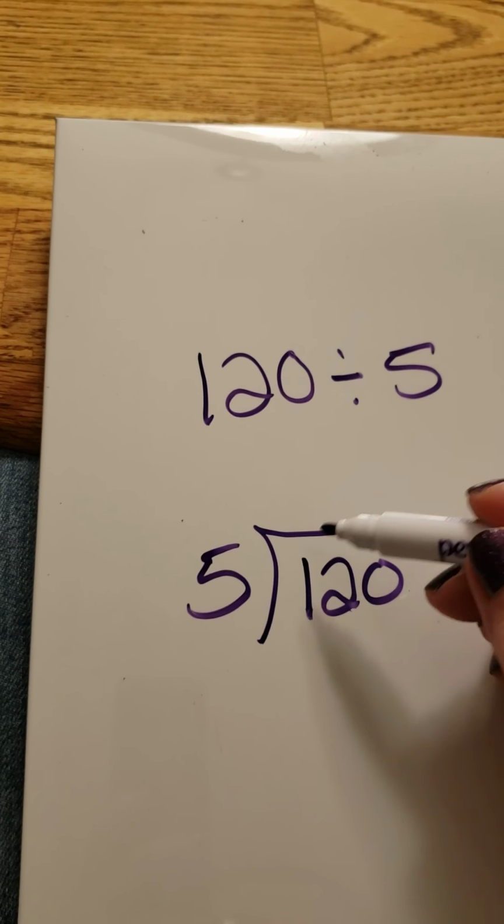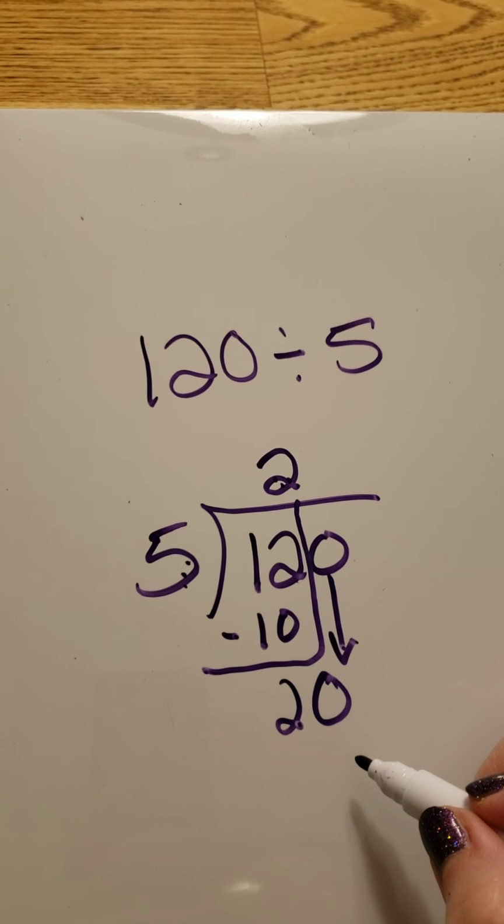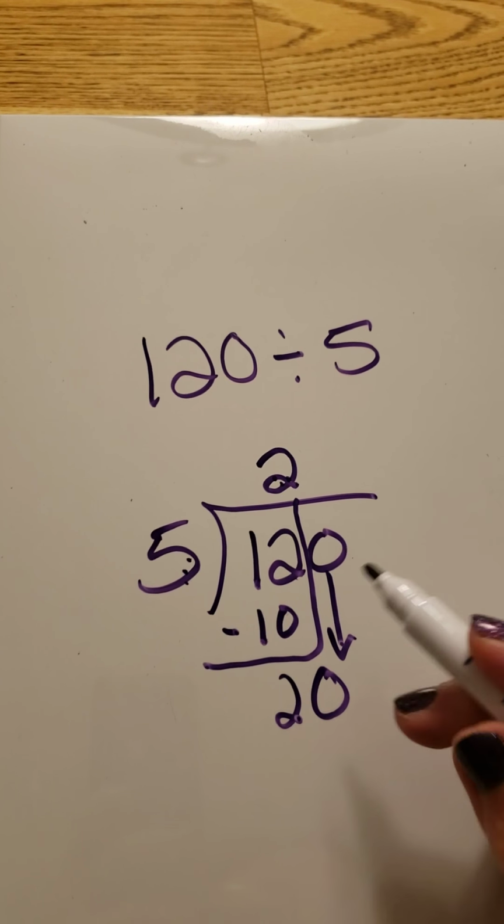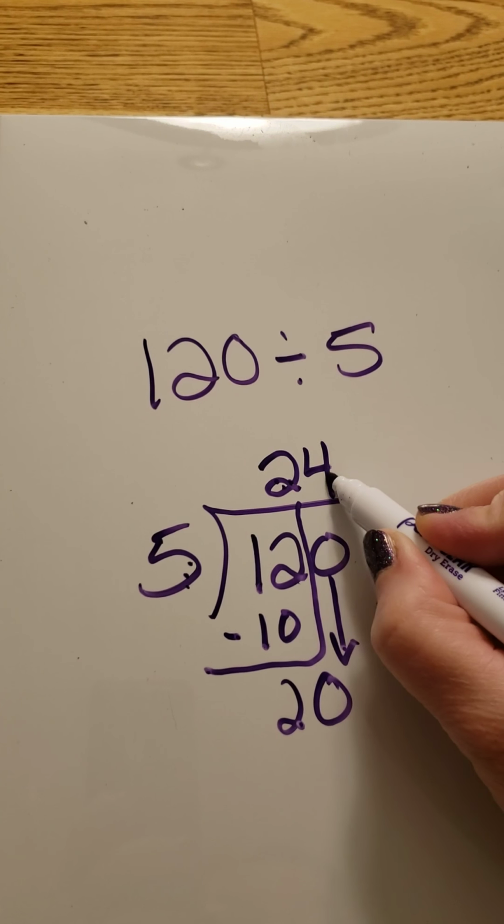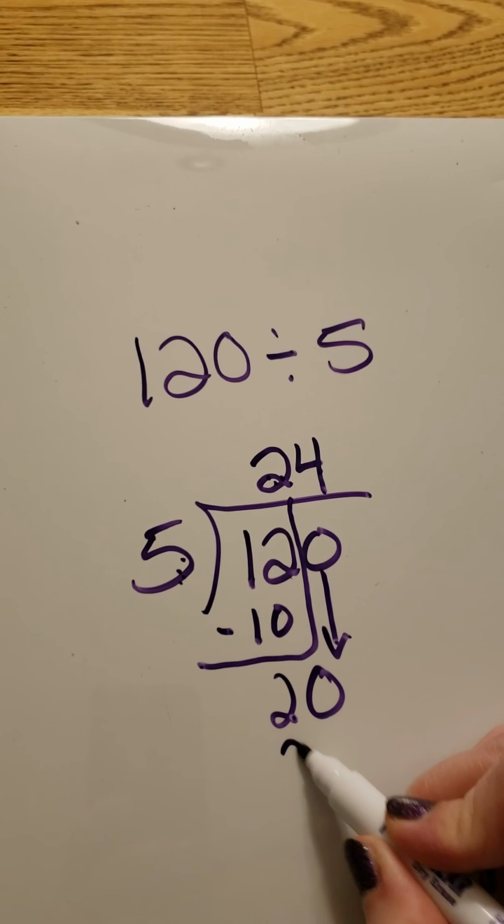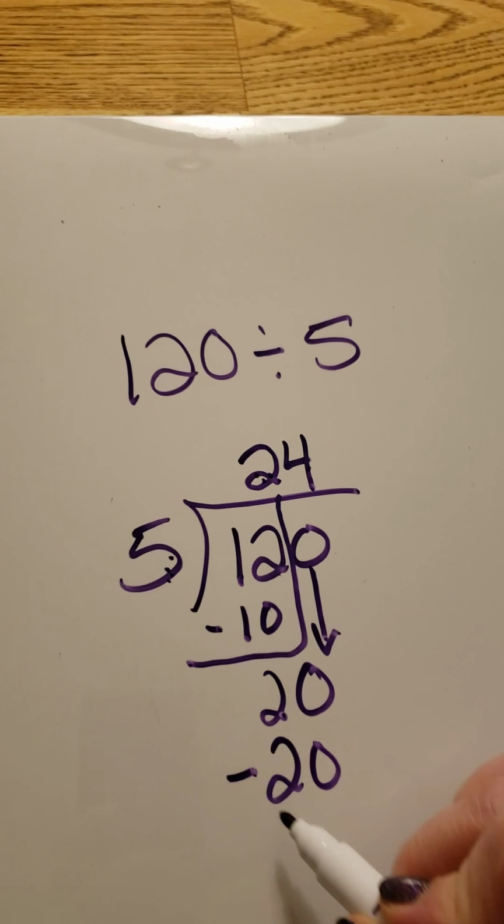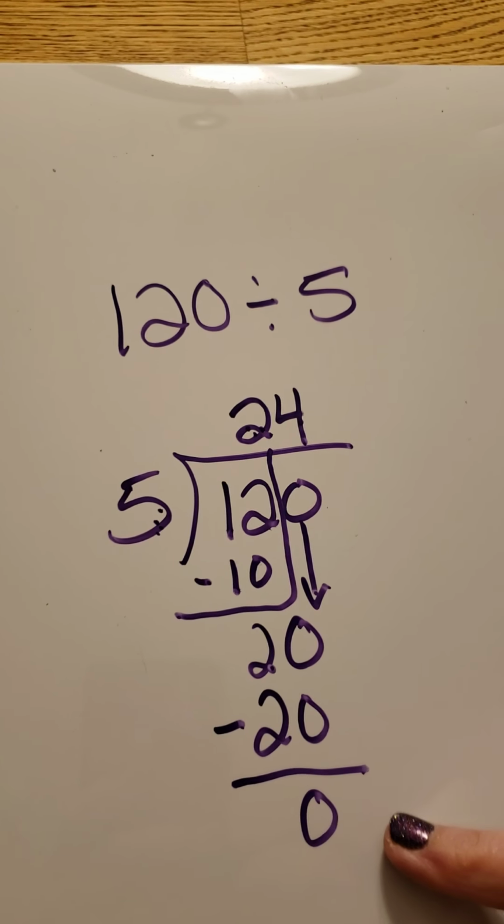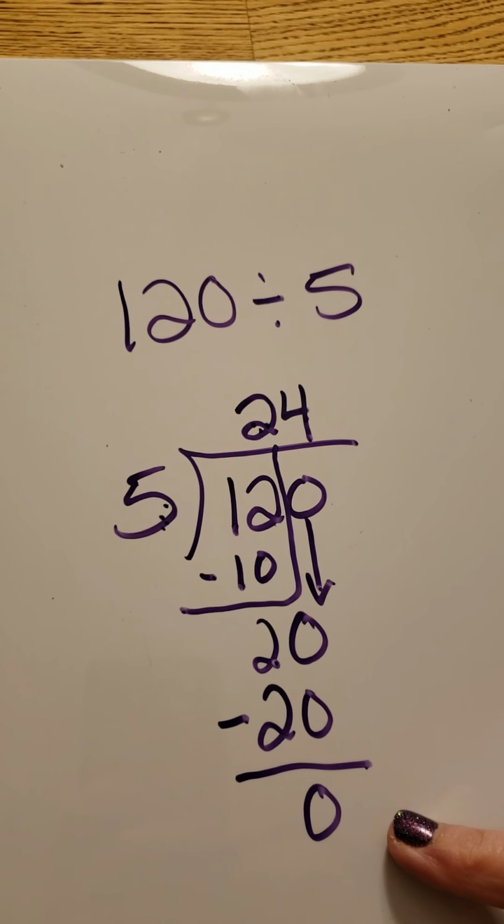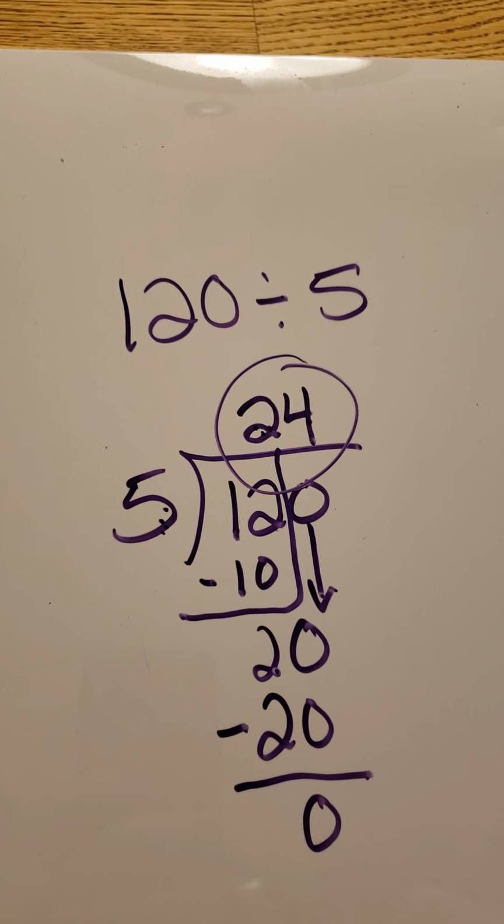Then I'm going to bring down this number, which is a 0. Can 5 go into 20? Yes. How many times can 5 go into 20? 4. 4 goes at the top. 4 times 5 is 20. Subtract. I get 0. I don't have any other numbers to bring down, and I have a 0 at the bottom. So my final answer is 24.